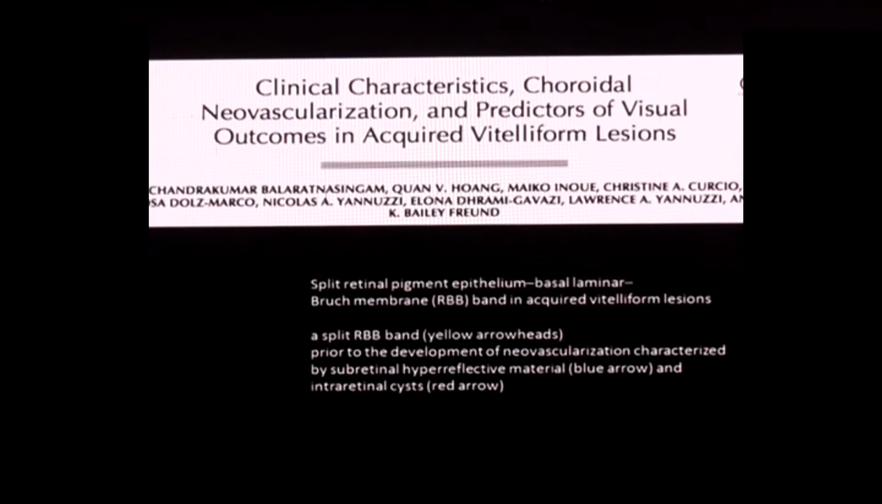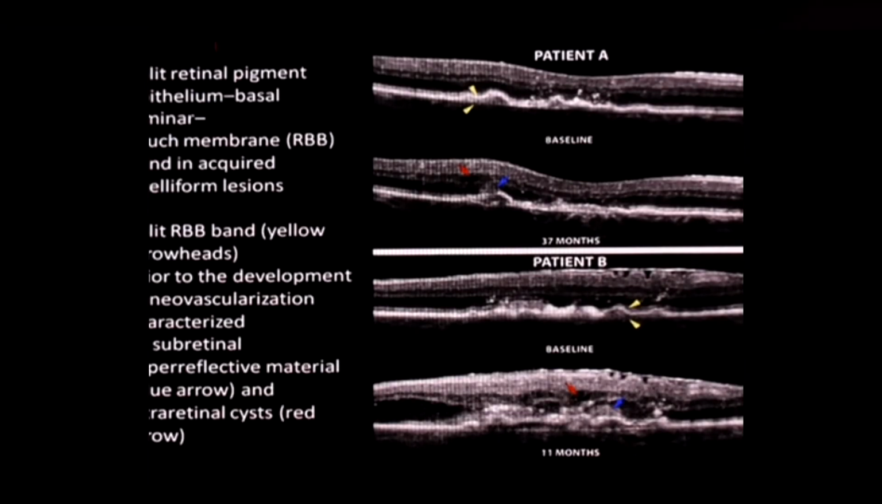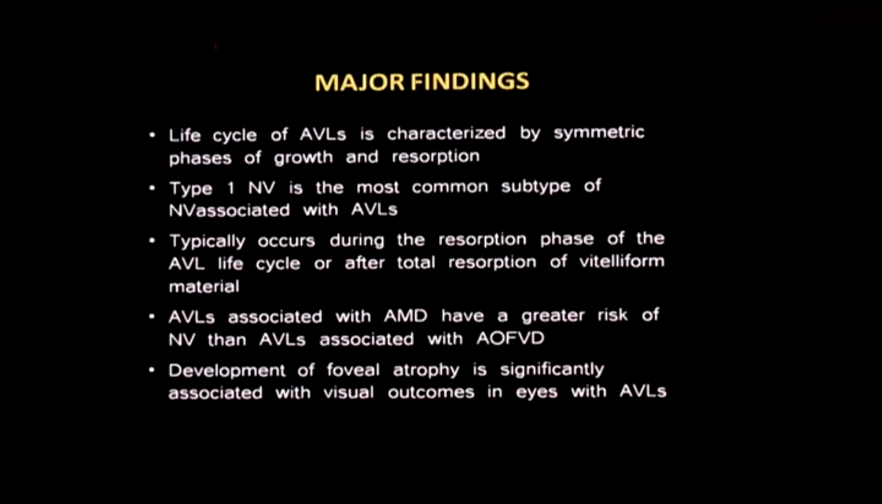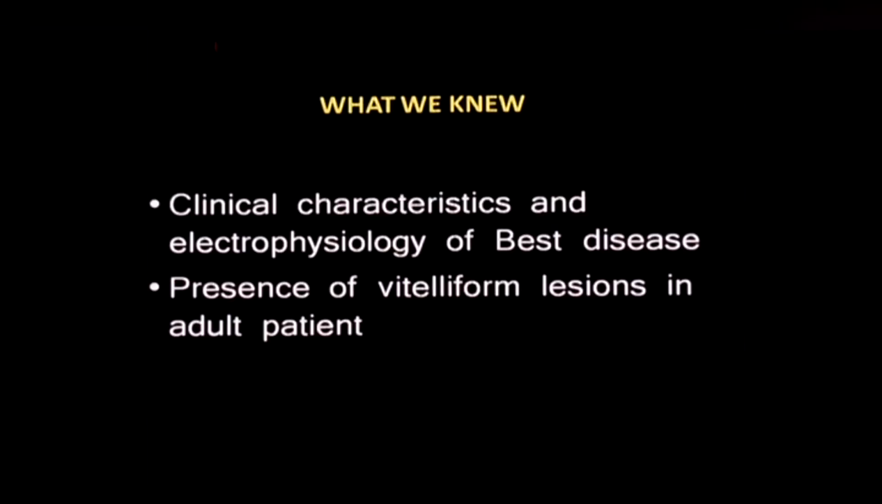Just one point to highlight, which has been mentioned in this article by the Jannuzzi group, where they've described the appearance of choroidal neovascular membrane in acquired vitelliform lesion, and they have described the sign of what is known as the two-zone or the split layer between the RPE and the basal lamina, and this is a precursor to the development of choroidal neovascular membrane. What they've said is, of course, that this appears only after absorption of the dome-shaped lesion.